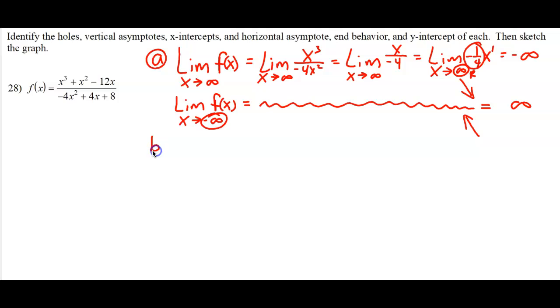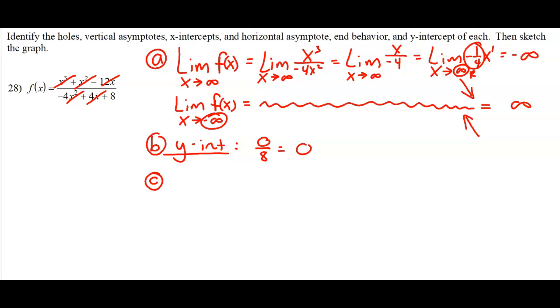All right, part B, the y-intercept. Nothing too mind-blowing here. You're just going to plug 0 in for x, which cancels everything with an x out. And I'm left with nothing on the top. And so when that happens, you have 0 over 8, which is just 0. So my y-intercept is 0.